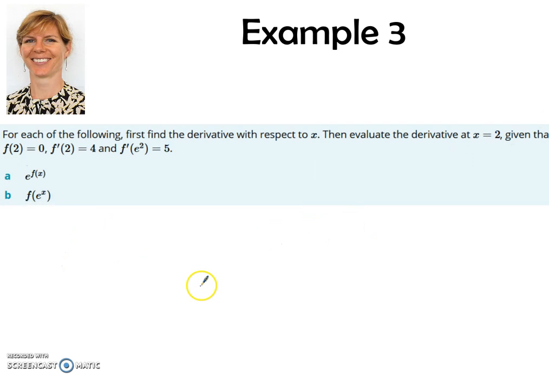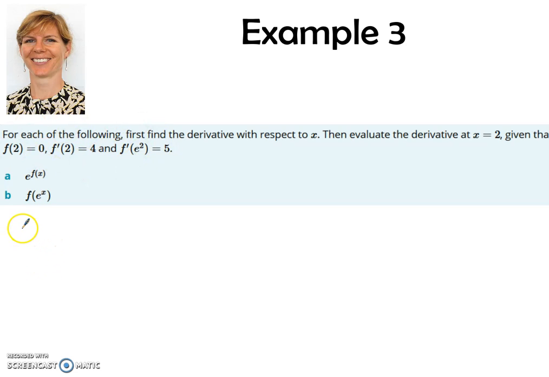Okay, and the last example here says, for each of the following, find the derivative with respect to x and then evaluate at x equals 2. Given that f of 2 equals 0, f prime of 2 is 4, and f prime of e squared equals 5. Now, you're probably looking at a question like this and thinking, what does that mean? But have faith, work through it, and you'll find that these values come in handy.